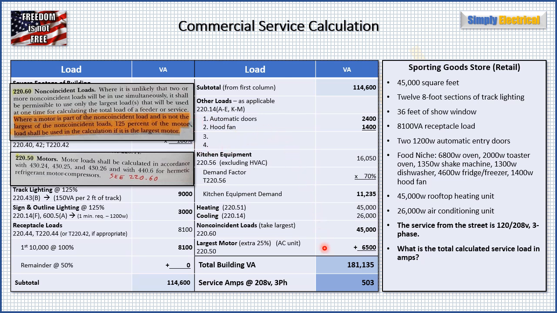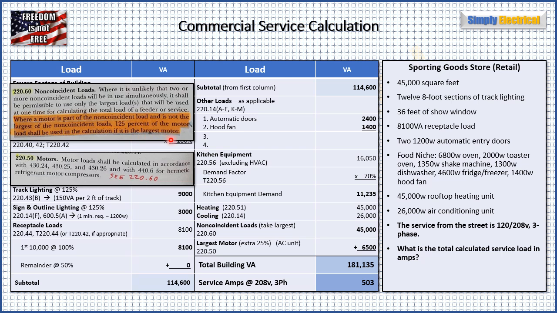But in the 2020 code, they added this sentence here to 220.60. So let's read it. It says, where a motor is part of the non-coincident load and is not the largest of the non-coincident loads, 125% of the motor load shall be used in the calculation if it is the largest motor. Okay, now let me back up.